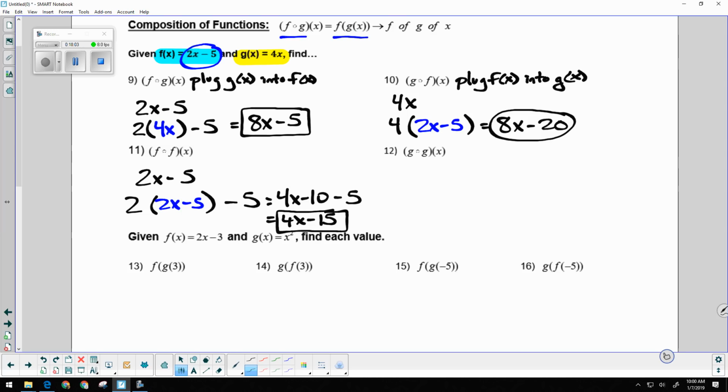And then finally number 12, g of g of x. We're going to plug g of x into g of x. G of x is 4x. Well, we're going to plug 4x in for x. So 4 times 4x. Multiply those together. You get 16x.